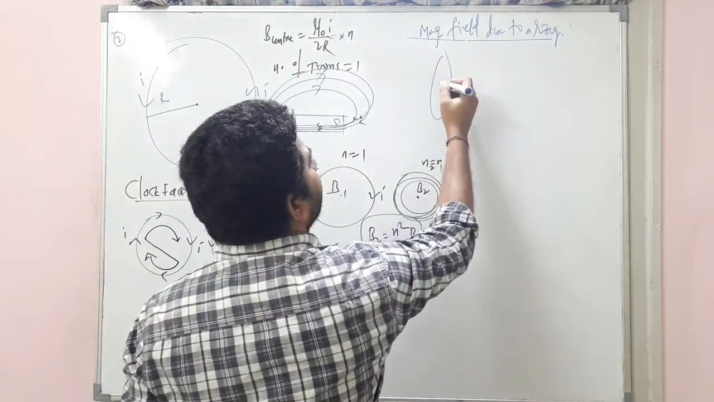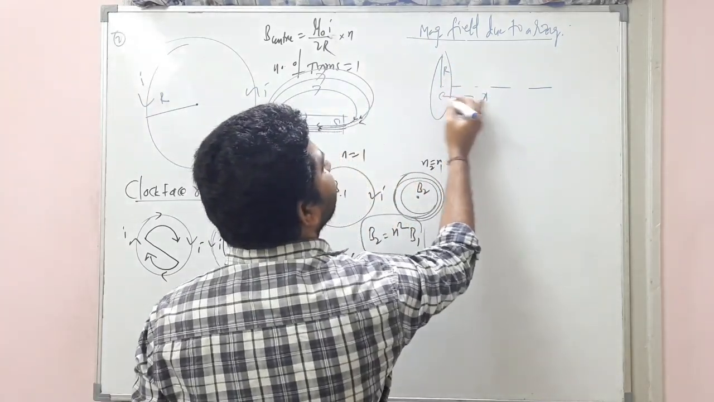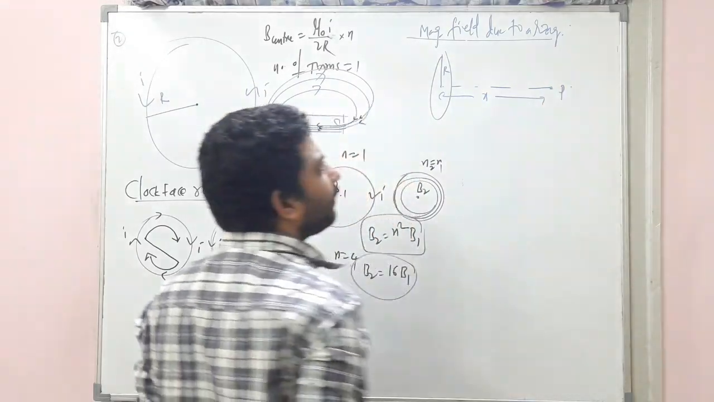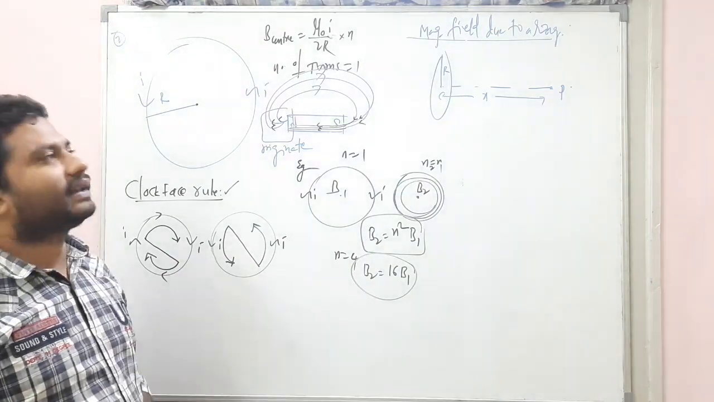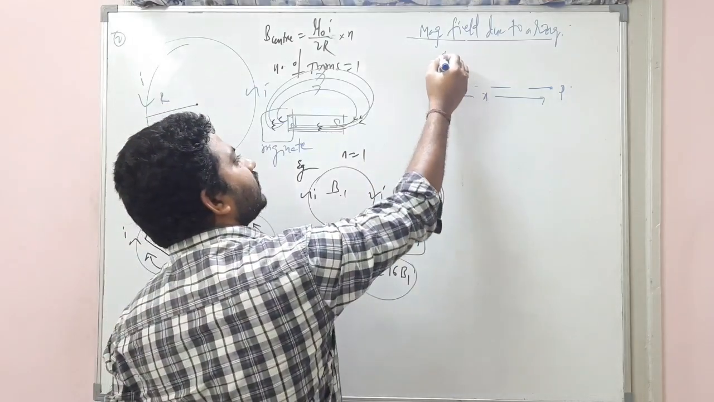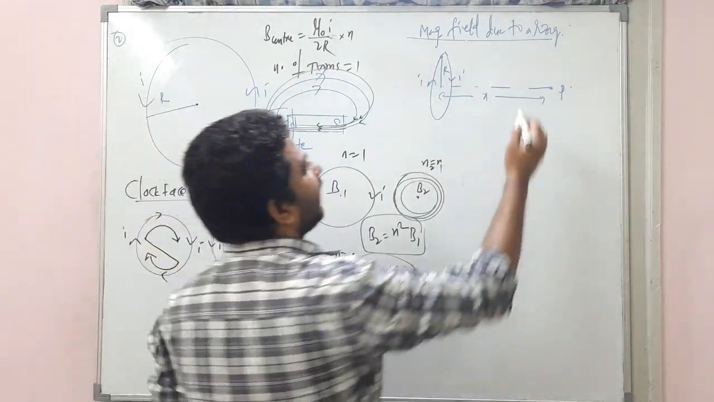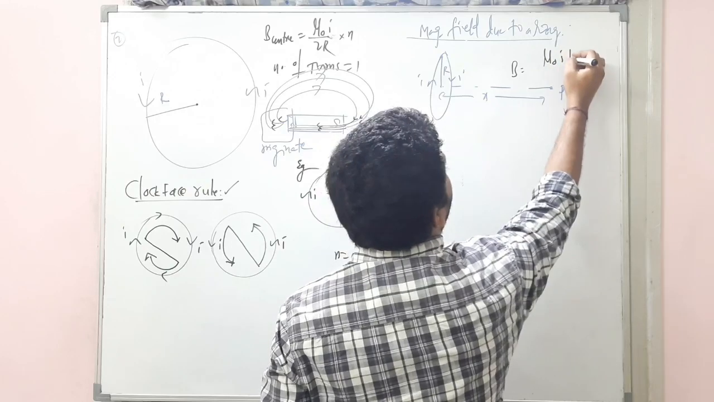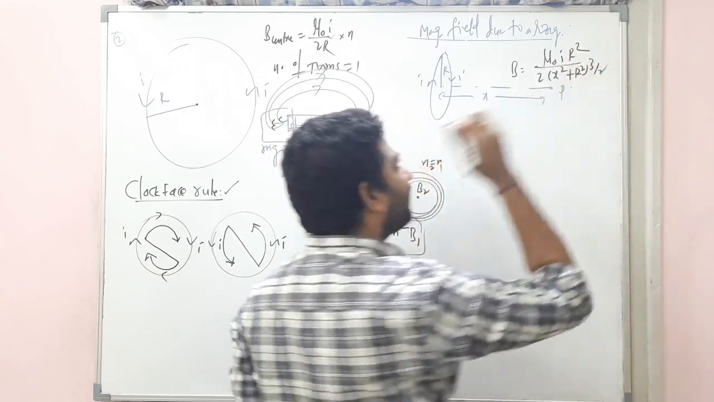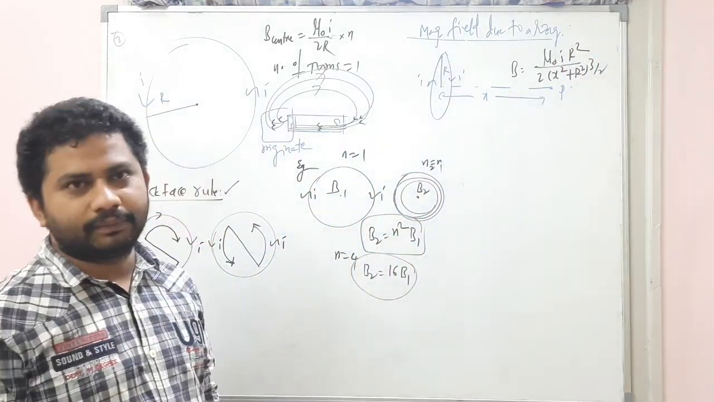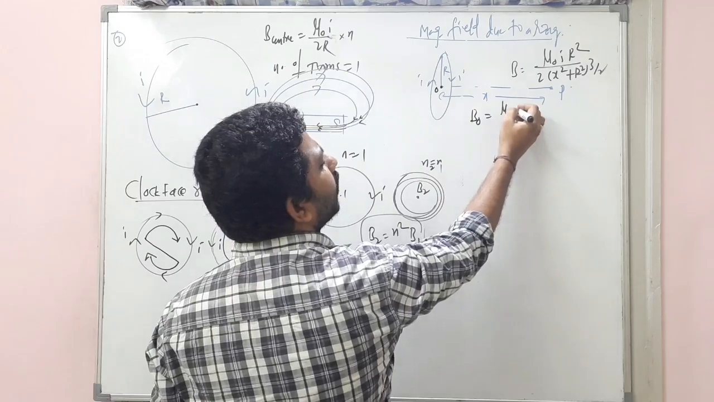So there is a ring here whose radius is capital R. From the center at a distance x, there is a point P located. We need to find the magnetic field at this point due to this ring. Imagine current I flows through this ring like this. What is the magnetic field at the point P? B is equal to mu naught I R square divided by 2 into (x square plus R square) all to the power 3 by 2. Simple.